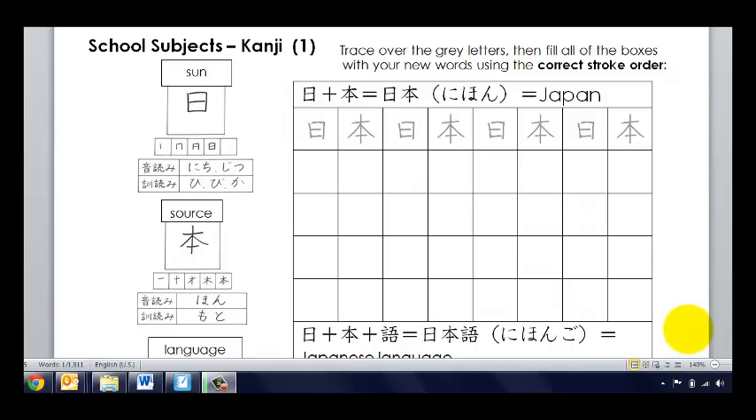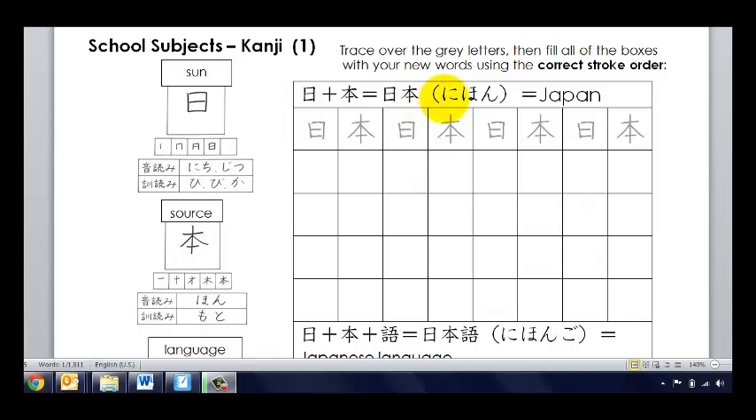We're going to have a look at the kanji that we need for the school subjects. We're going to have a look at the first group first, and we're going to begin with the character which means sun. Here it is over here. You can see the core meaning is sun, and when you add it to this kanji here, you can see down here that the core meaning is source. You get this ni, hon, the sun, source.